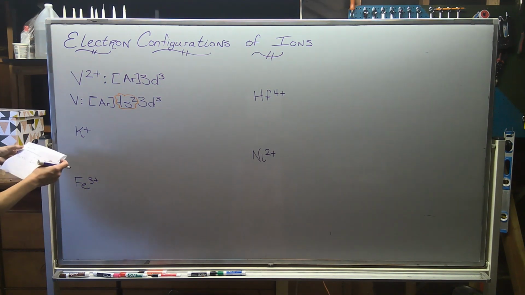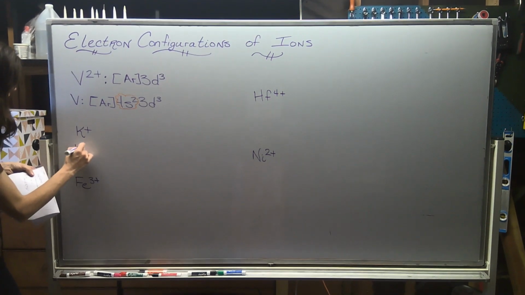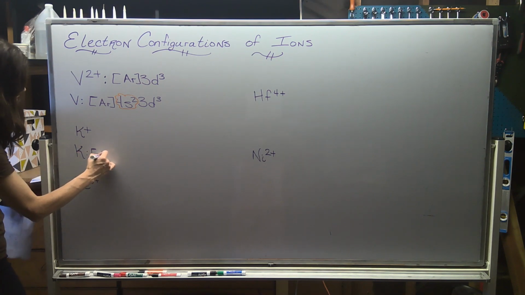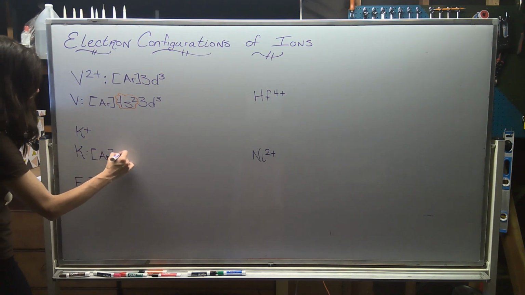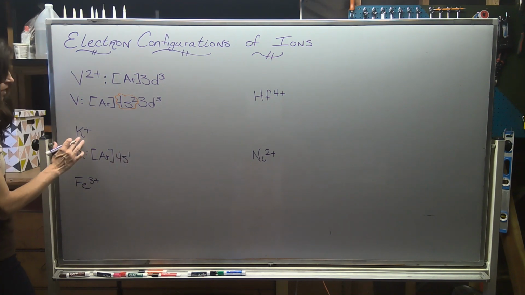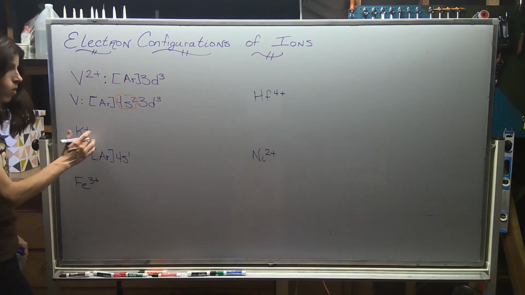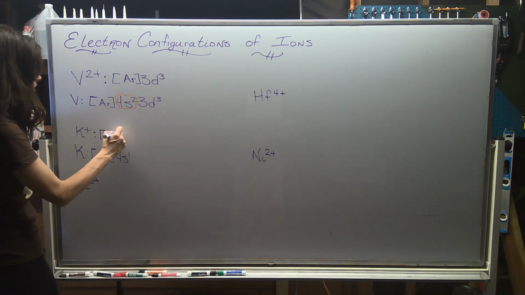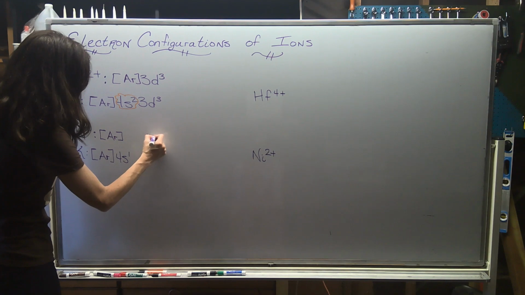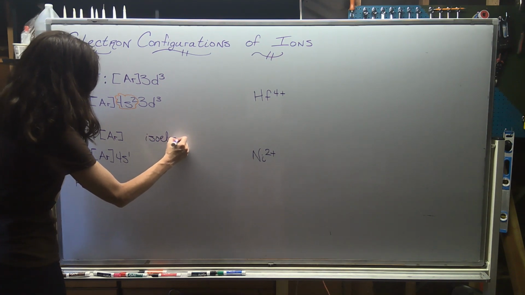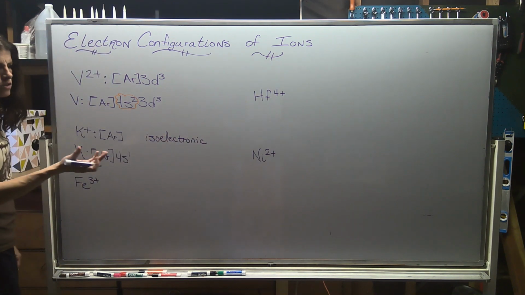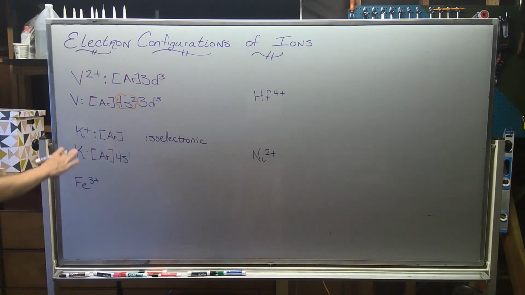All right, let's look at potassium then. As a neutral species, I would do argon 4s1. So when it's potassium plus 1, it's going to be isoelectronic with argon. Iso means the same, and electrons, right? Same number of electrons. So these two things have the same electron configuration.